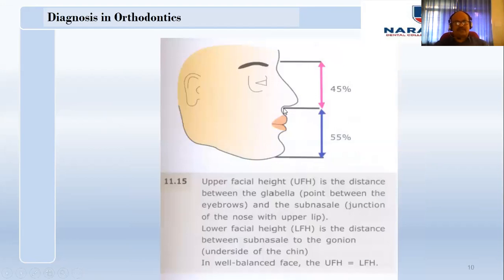We consider from glabella to the subnasal as one half, and from another lower point you call it the lower half of the face, where it is from subnasal to the lowermost part of the chin, the menton point. So the upper part of the face is called upper facial height and the lower part is called lower facial height. The difference should be 45 to 55%. If the lower part is more, it indicates the mandible is going downwards and backwards. We are going to discuss what that is.